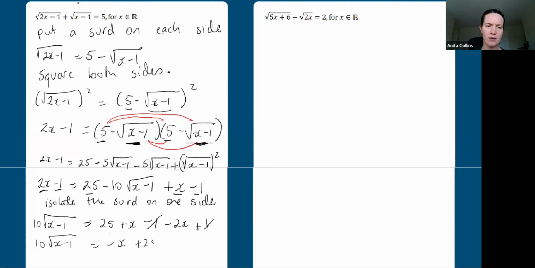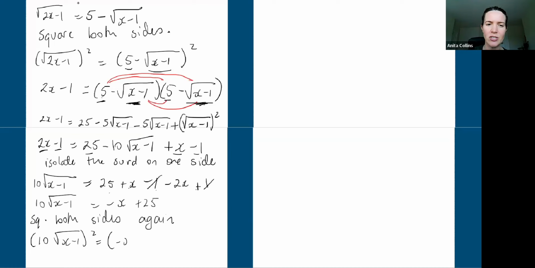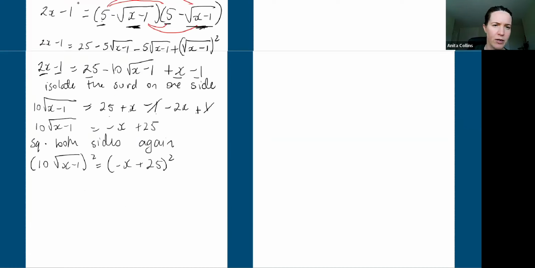Plus 25. Okay. So now again, we're going to square both sides. So again, 10 root x minus 1 all squared is equal to the same thing again. Remember, we can't square each term individually. We have to square the whole thing. So what have we got then? When we square this, remember, this is one term. The 10 is multiplied by the root x minus 1. It's all one term.